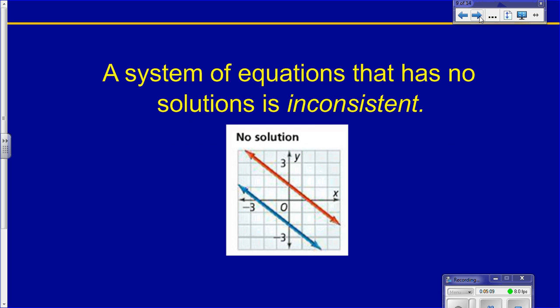And finally, we can have a system of equations that has no solutions, and that's called just inconsistent. And this will happen when we have parallel lines. So if you notice that the slopes are the same and your y-intercepts are different, you know your lines are going to be parallel and they're never going to cross. So those types of systems of equations are referred to as being inconsistent.